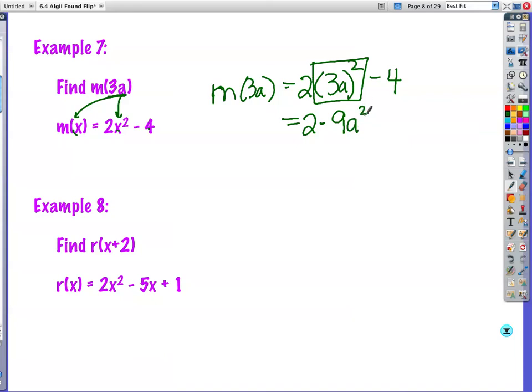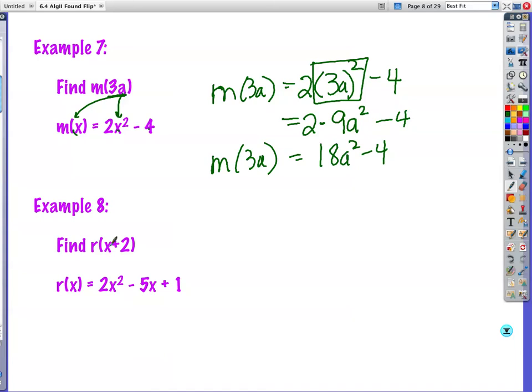See how we have to use our techniques from earlier in this chapter. 3 gets squared, a gets squared. And then I still have minus 4. 2 times 9a squared is 18a squared. And then I have minus 4. There's nothing else I can do with that to simplify. So I write m of 3a equals 18a squared minus 4. You're not going to have a number on this one. You have a variable as the input. Example 8, find r of x plus 2.